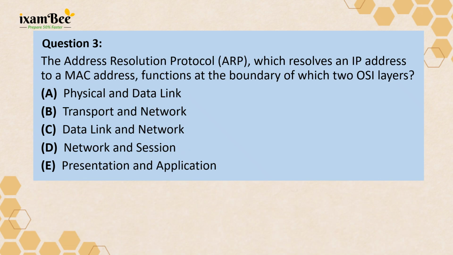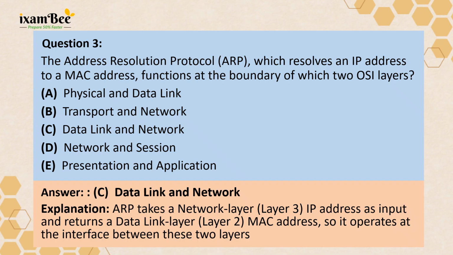Let us look at question 3. The address resolution protocol, which resolves an IP address to a MAC address, functions at the boundary of which two OSI layers? The correct answer here is option C, which is data link and network layer.